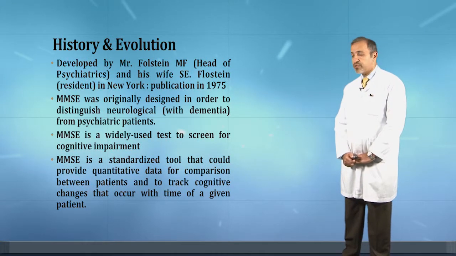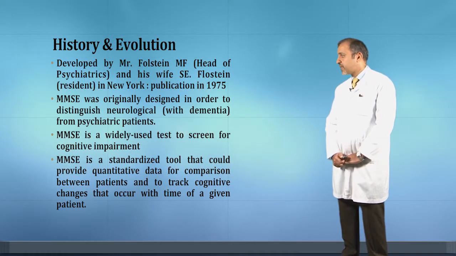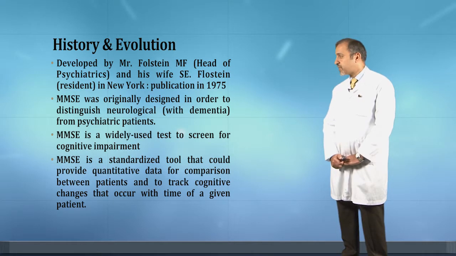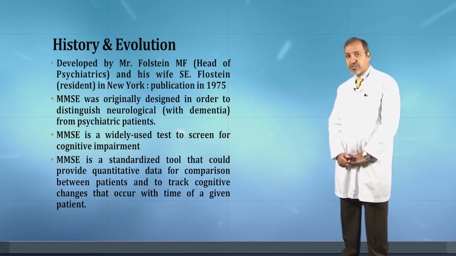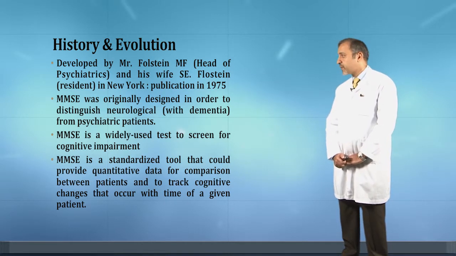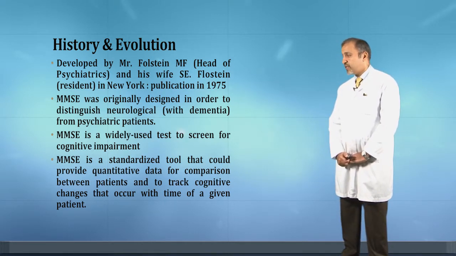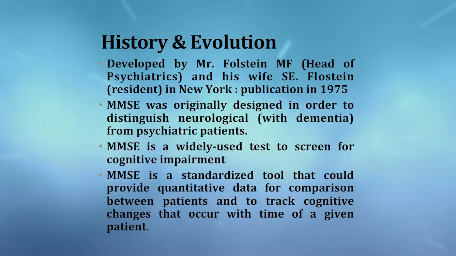So historically, it was developed by Mr. Folstein and his wife and was published in 1975, and it was originally designed to distinguish neurological from psychological patients. It is a widely used test for cognitive impairment. The Mini Mental Status Examination is a standardized tool that could provide qualitative data for comparison between patients to track cognitive changes that can occur to a given patient.